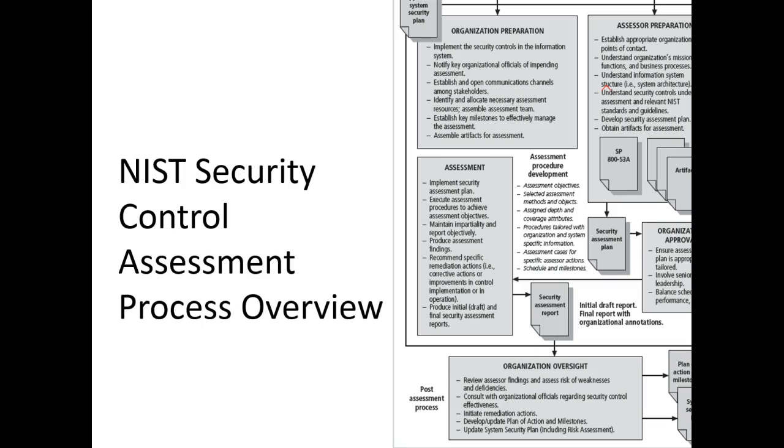If we look at the NIST Security Control Assessment Process Overview, we can see the plan of how we are going to first prepare the organization, then have an assessment, have an assessment report, have an assessment plan, and also get organizational approval. We can also do a post-assessment process. So this is the NIST Security Control Assessment Process Overview.